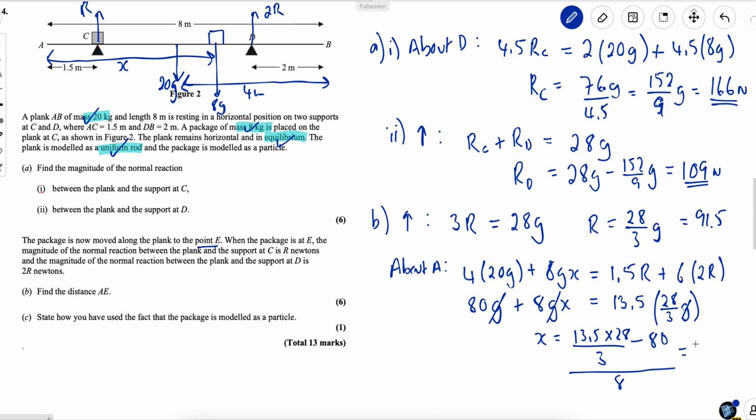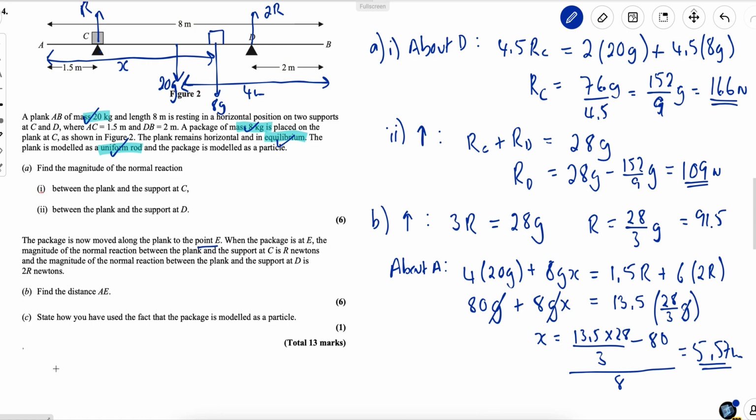So X is equal to 5.75. Let's just check whether that's realistic. I moved it along to try and make my diagram realistic. This is 4 meters from A, 5.75. I'm comfortable that that looks like a realistic answer, although there's no guarantee it's correct.